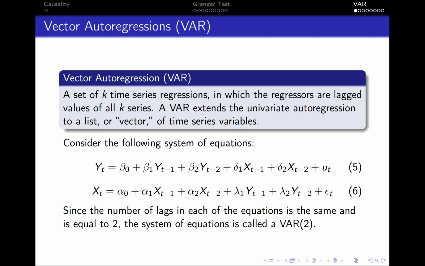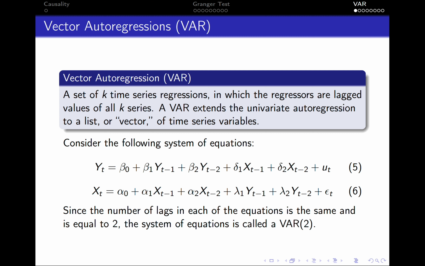As I mentioned in the previous video, a vector autoregression model allows us to have a vector of not just two time series, but actually three or more. But let's have a more detailed look at it. So vector autoregression is a set of k time series regressions in which the regressors are lagged values of all k series. So if you have k number of series, so k number of variables, you should have k number of regressions.